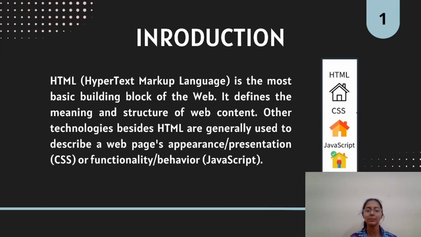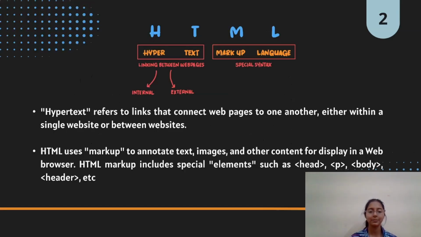Let's say we want to implement a counter. When we click on the button, the counter increases. To add such functionalities, we use JavaScript. Next, what it actually means. The hypertext means the linking of web pages. This can be internal or external. That is, you can link your web page to internal web pages, and also to external web pages.